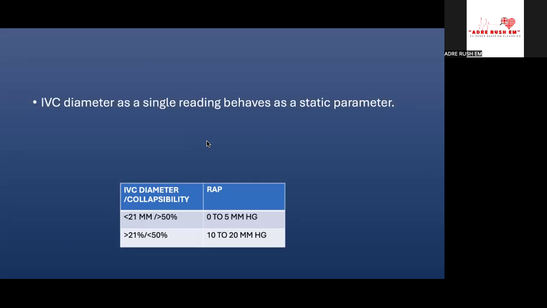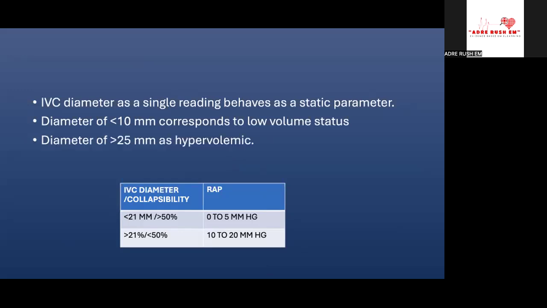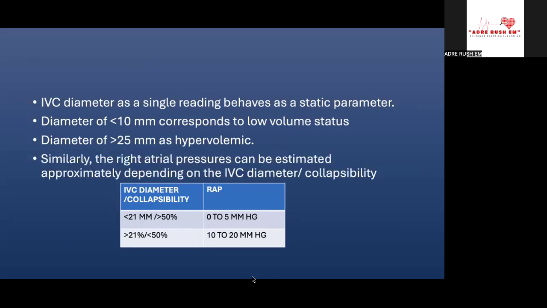IVC diameter, if you are just measuring the IVC diameter, whether it's less than 2 centimeters or more than 2 centimeters at a single point, it will act as your static parameter. If the diameter is less than 10 mm or 1 centimeter, it is poor volume status. Similarly, if it is more than 2.5 centimeters, the patient is in congestion or severe hypervolemia. This can be indirectly translated into your right atrial pressures.